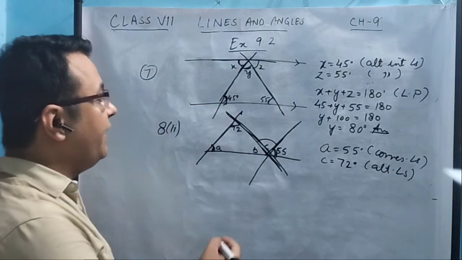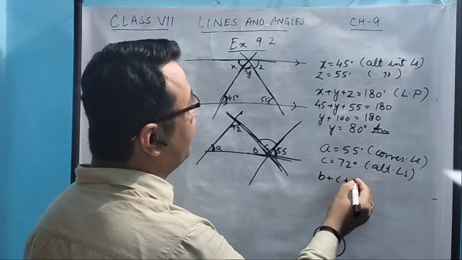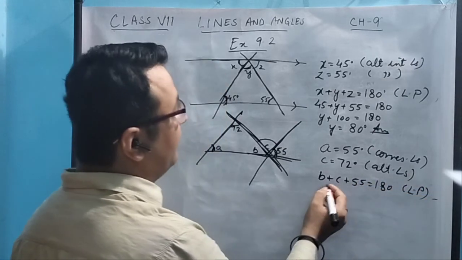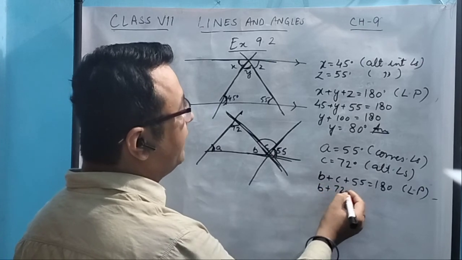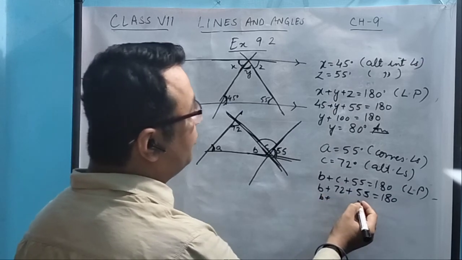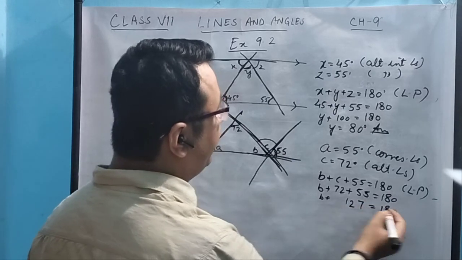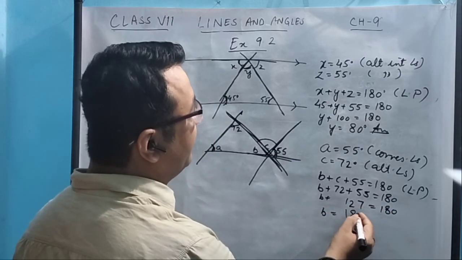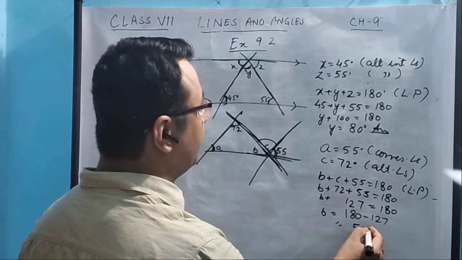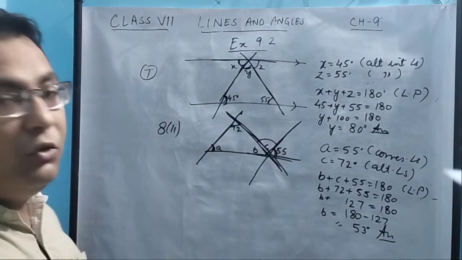Okay. Now we can find the value of B. This is a straight line. Sum of B, C and 55 should be equal to 180. Why? Because of linear pair. So C is 72. Put the value of C. So B plus 72 plus 55 is 127 is equal to 180. From here B will be equal to 180 minus 127, which is 53 degree. So B will be equal to 53 degree.